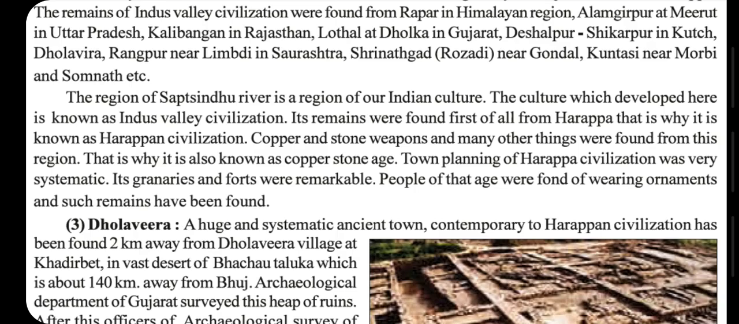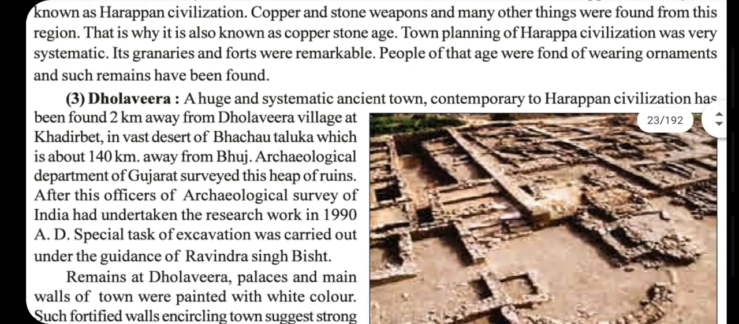Copper and stone weapons were made. Many things were found from this region. That is why it is known as the Copper Stone Age. Town planning was very systematic here. Also, remains have been found showing that people were fond of wearing ornaments.